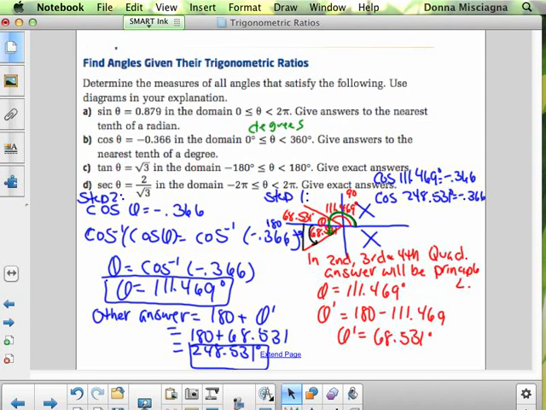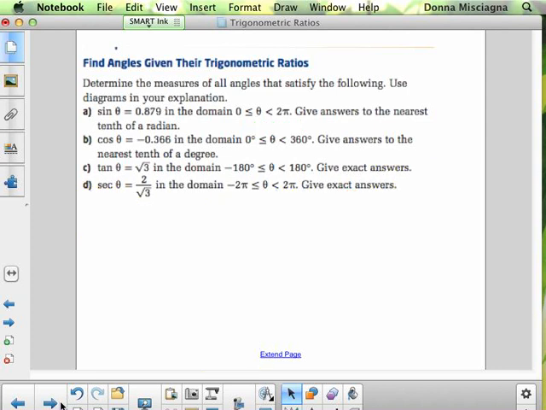Let's try the next one. Now it changes up a bit because it tells us which quadrants we need to be in. I mean, the other one told us too, but notice it's a little bit different. It says negative 180 to 180. So let's just make sure we know where we're supposed to be. And I'm going to end this video, and I'll pick up in the next one.